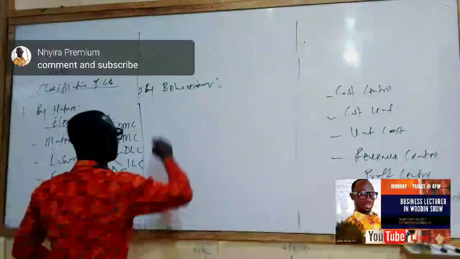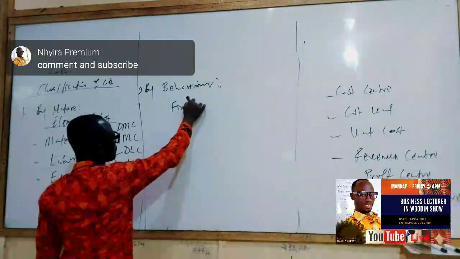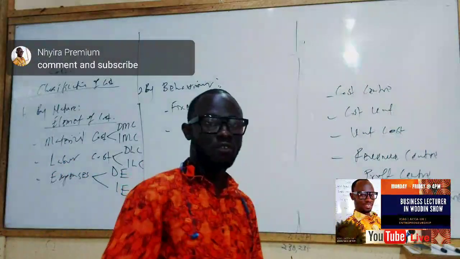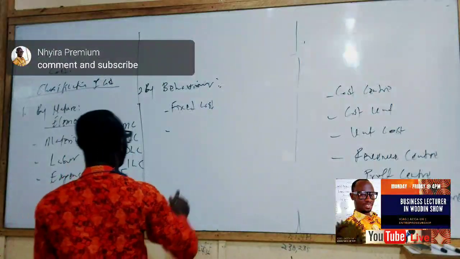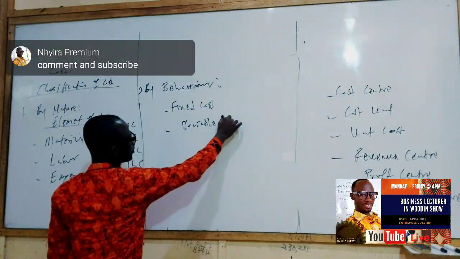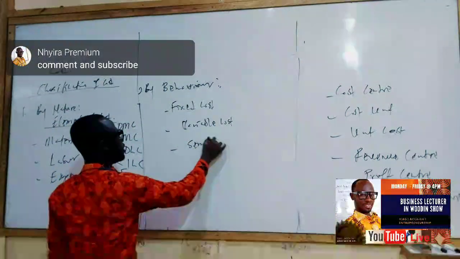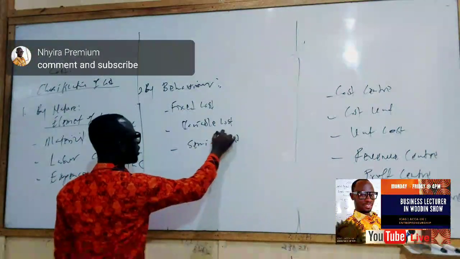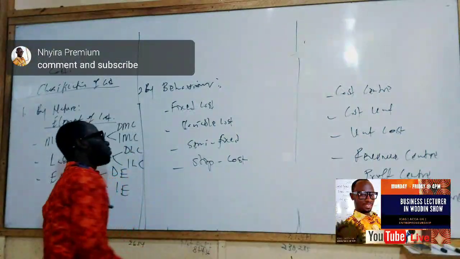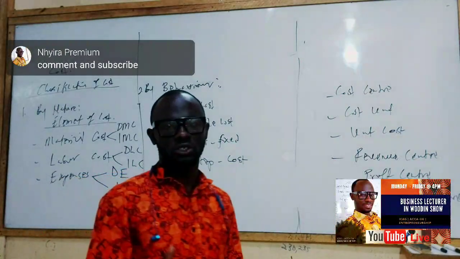So, for instance, we have what is called fixed cost. This is where costs are classified into fixed, variable, semi-fixed, semi-variable. So fixed cost, variable cost, semi-fixed or semi-variable, and then step cost. So what are fixed costs?